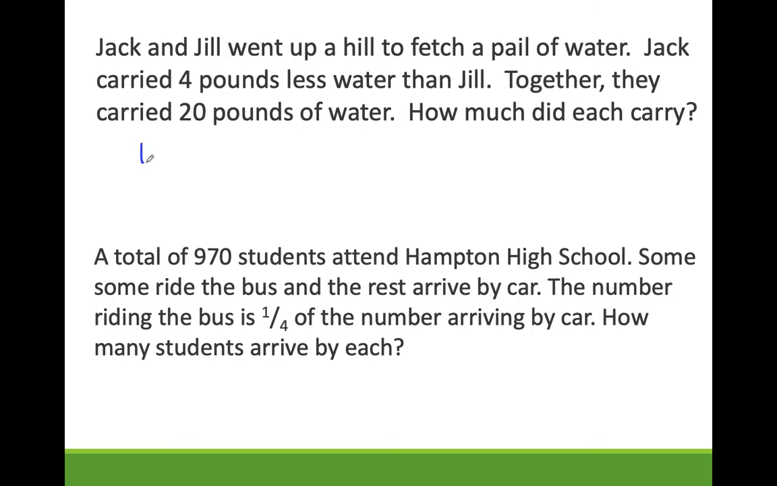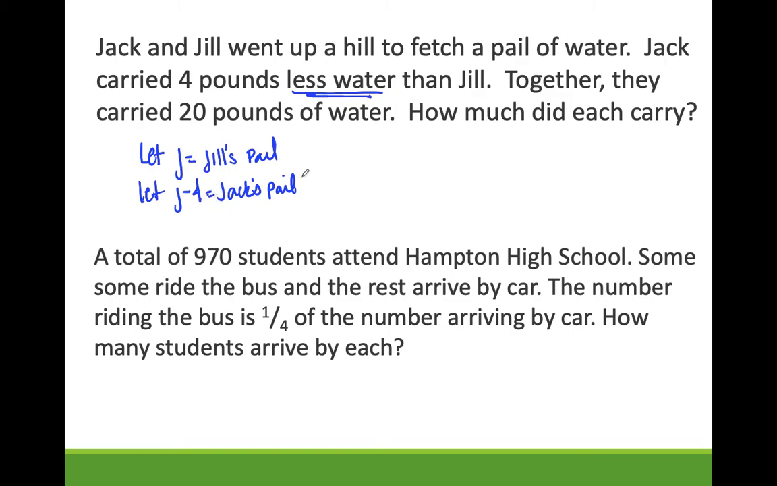So for this first one, we need to write a let statement. We're going to say let J equal Jill, and then we're going to write another one that says J minus 4 equals Jack. I did it this way because that's the way it's worded in the problem, that Jack is 4 pounds less than Jill. So that would be Jill minus 4.